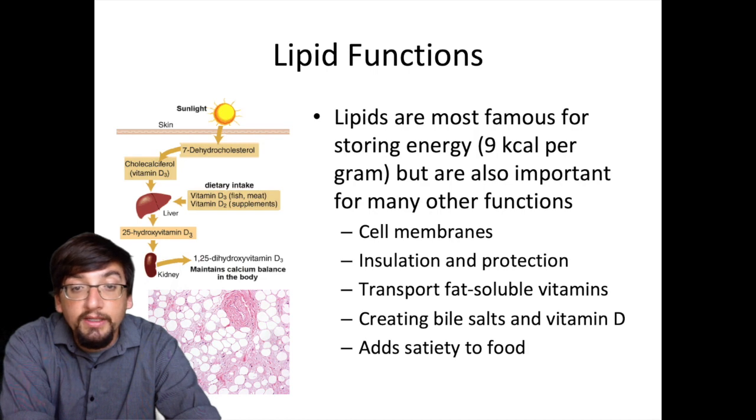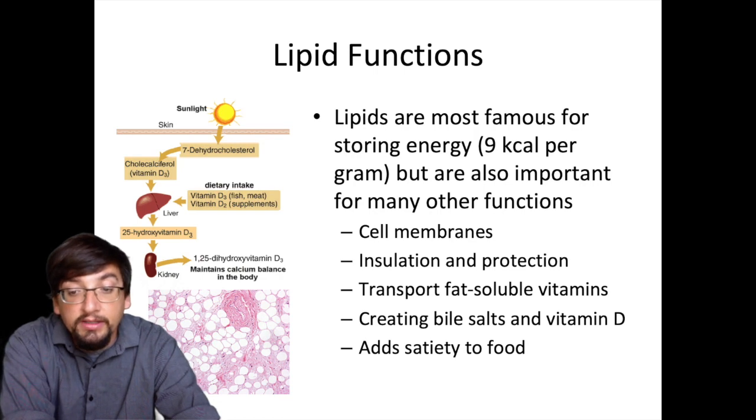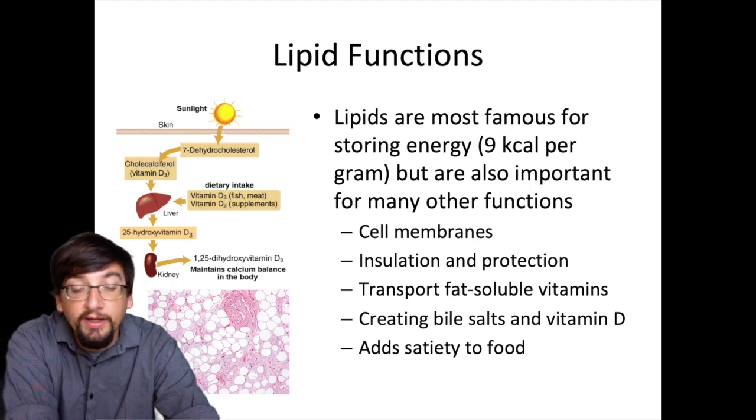Cholesterol as a lipid is really important for a lot of things, including creating bile salts, which in turn helps us digest other lipids, and also vitamin D, which is a lipid-soluble vitamin, but unlike most vitamins, it can be produced in the body, but we actually need sunlight to do it, right? So the sun will strike 7-dehydrocholesterol and convert it into cholecalciferol.